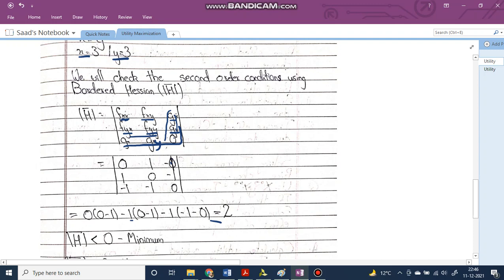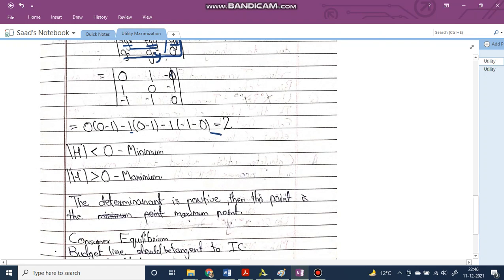Now if the bordered Hessian is positive, then it is a maximum function, and if it is negative, then it is a minimum function.